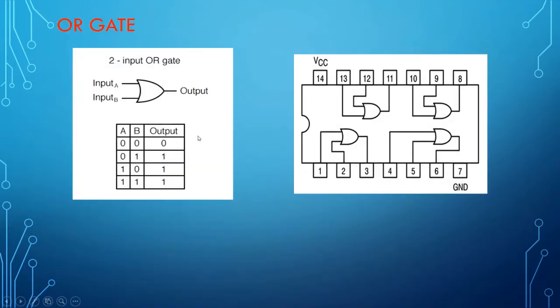Coming to the OR gate. My OR gate IC is also a 14 pin IC. The IC number is 7432. You can check up the IC number. I had shown you an IC which is 7432. So this is your 7432 IC with the corresponding pin diagram and the circuit diagram, and the truth table has been given to you people.